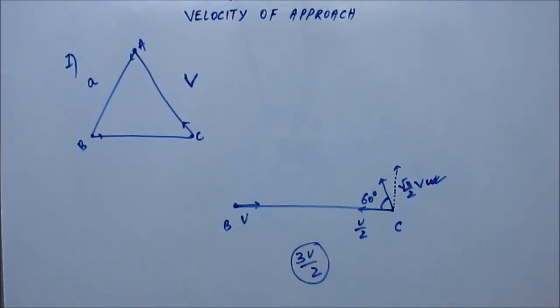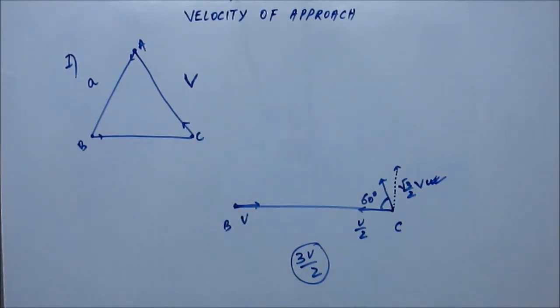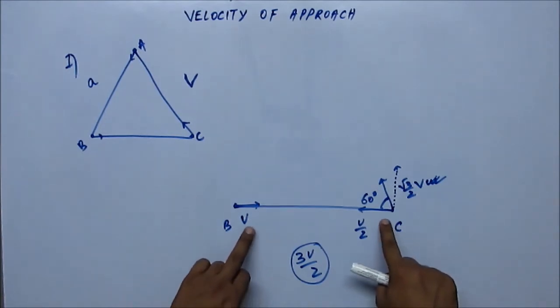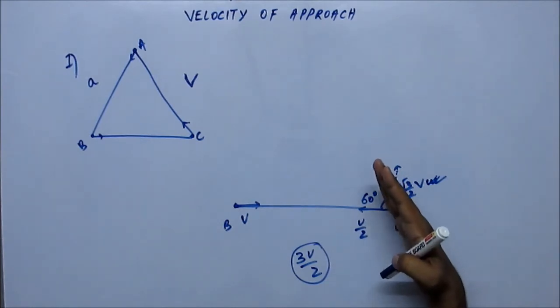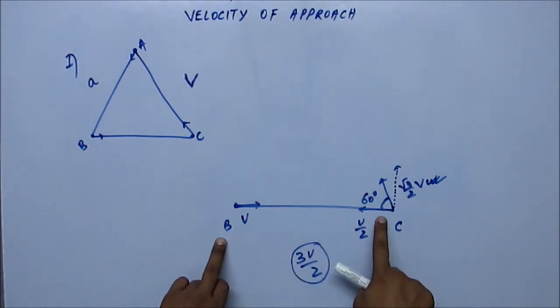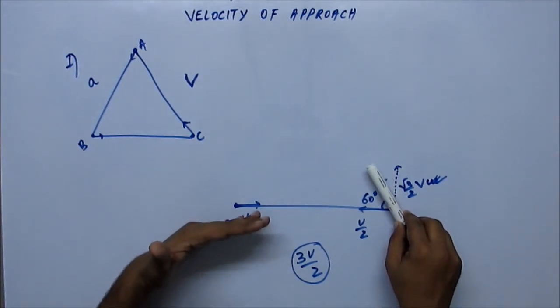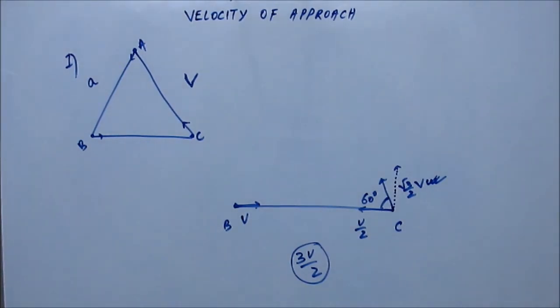Now what's going to happen next is C is going to take a turn and B is going to follow C. The angle with which C turns, B also turns with the same angle. So the angle between the velocity vector of C and the line joining B and C is 60 degrees, and that angle is going to remain the same, because if C turns by a certain angle, B adjusts itself to follow C, and the velocity vector of C will continue to make an angle of 60 degrees with the line joining B and C. So the velocity of approach will always be 3V by 2.